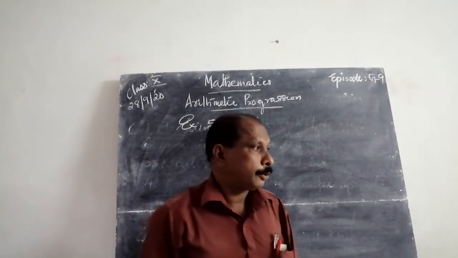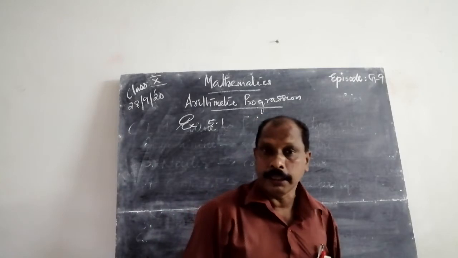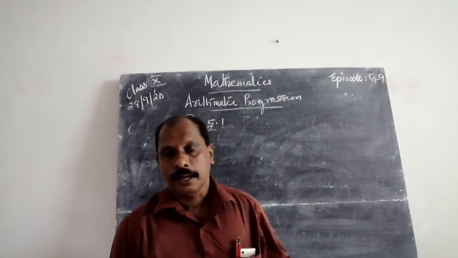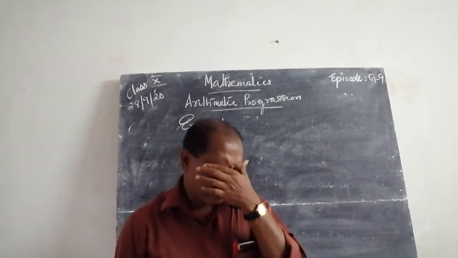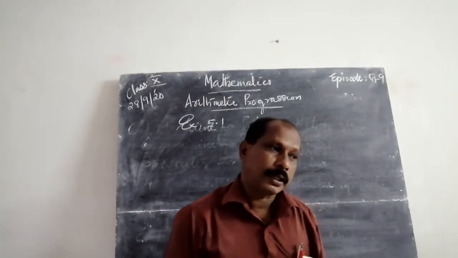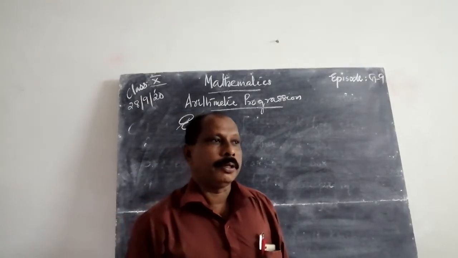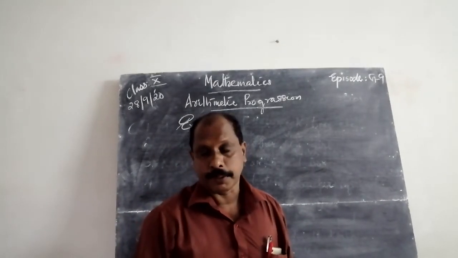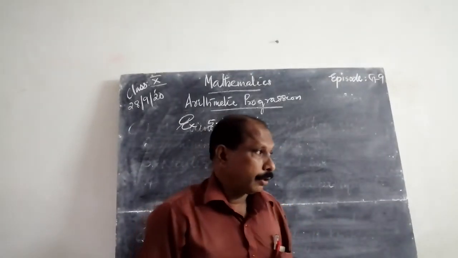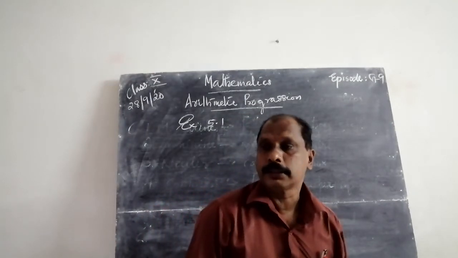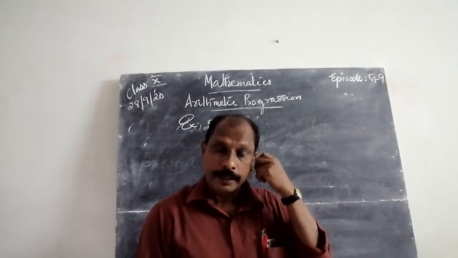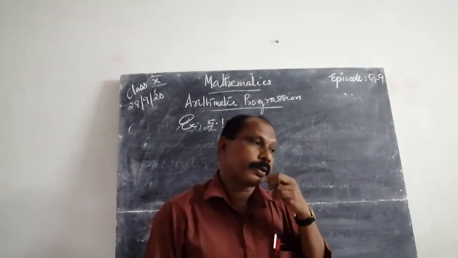Consider the first term of that arithmetic progression, that is AP, as a. Therefore, a1 is equal to a, and the common difference is d. Therefore, the second term is a plus d, the third term is a plus 2d, and the fourth term is a plus 3d. In general, the nth term of that arithmetic progression is an equal to a plus n minus 1 into d. If n is replaced by 20, we get the 20th term.